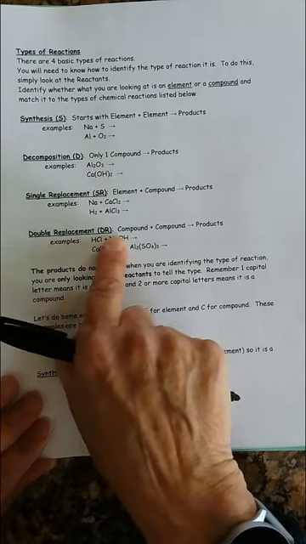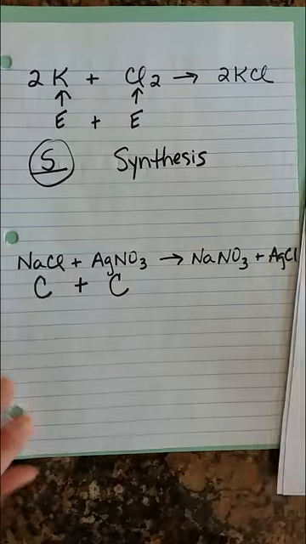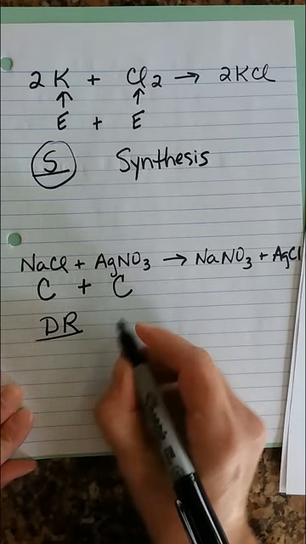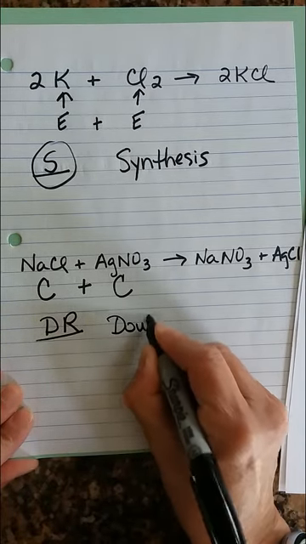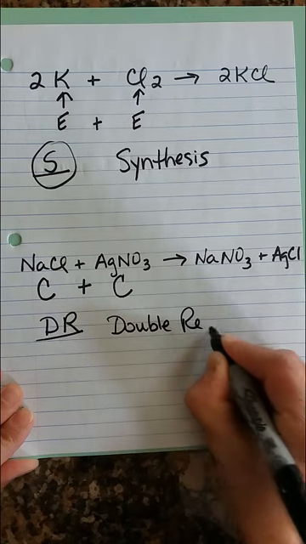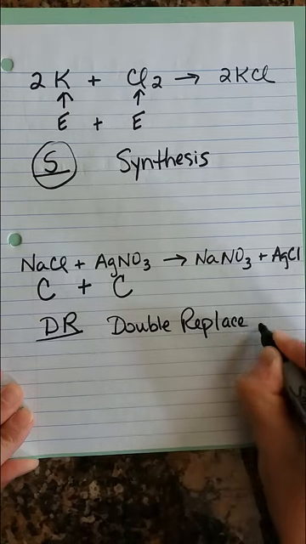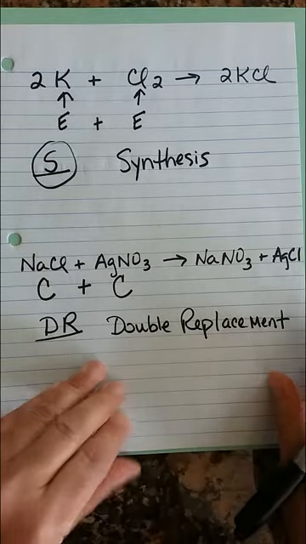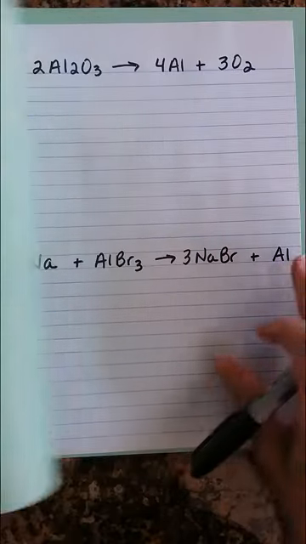So this would be a double replacement, or DR. So on the line, you would write down DR, okay? Or you could write it out, but you don't have to. Double replacement. Okay, and the way that I knew that is because I had a compound plus a compound. Okay, let's look at a couple more.